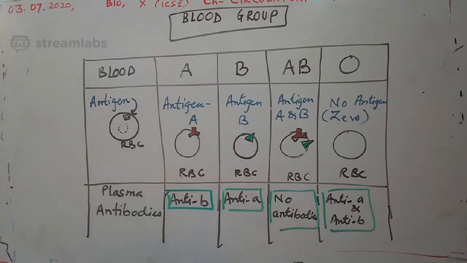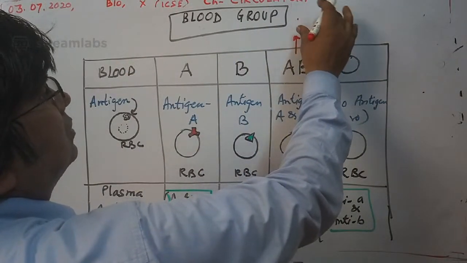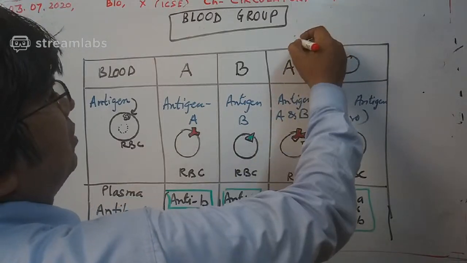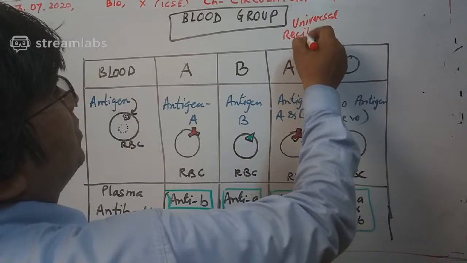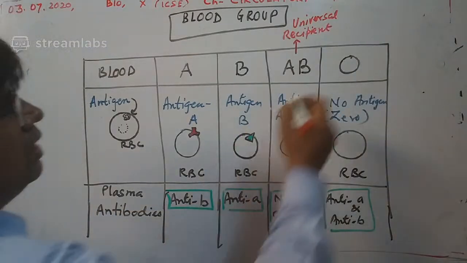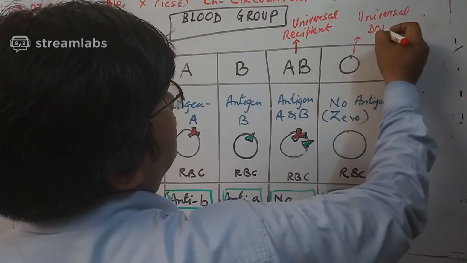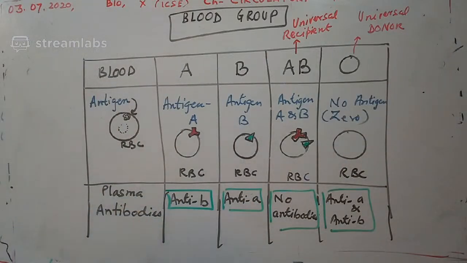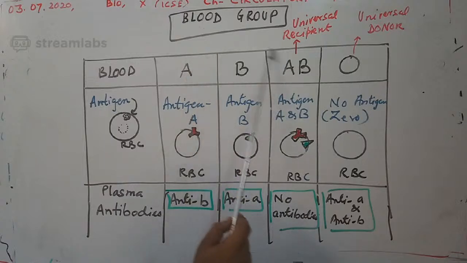And with this, keep in mind one more thing. They are called universal recipient, and they are called universal donor. So this is also something very important. Questions are asked in examination. Why is a person with blood type AB called universal recipient? Because AB can take blood from A also, B also, and AB also.